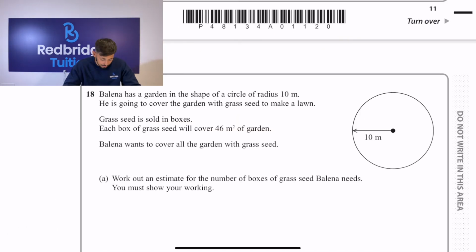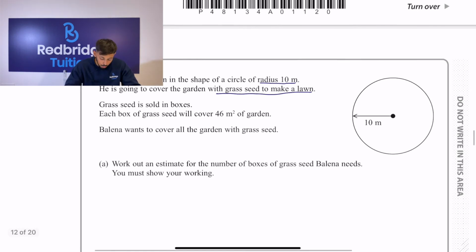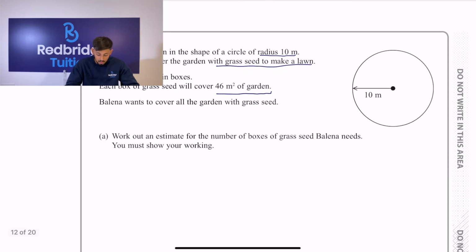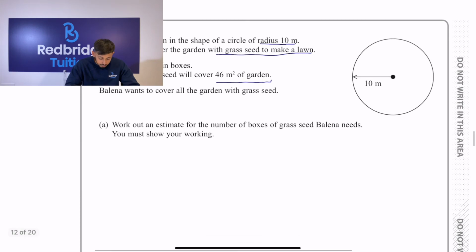Question number 18. Belina has a garden in the shape of a circle of radius 10 meters. He's going to cover the garden with grass seed to make a lawn. Grass seed is sold in boxes. Each box of grass seed will cover 46 meters squared of garden. Belina wants to cover all of the garden with grass seed. Part A, work out an estimate for the number of boxes of grass seed Belina needs. You must show your working out.